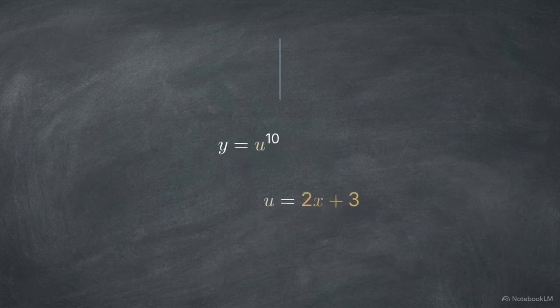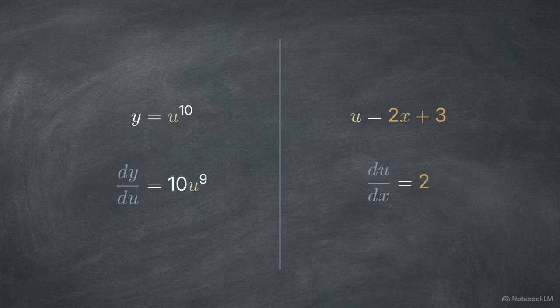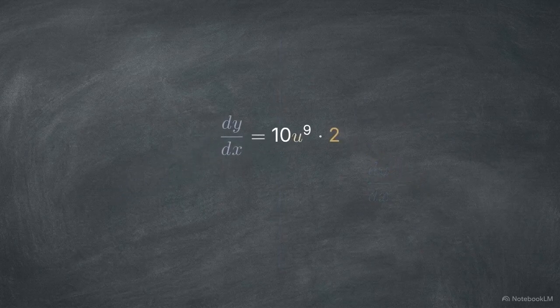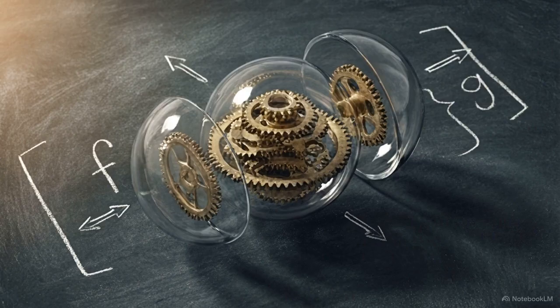Now we perform two distinct isolated derivations. The outer function differentiates to 10u to the 9th, while the inner function differentiates to simply 2. We execute the final step by multiplying those results together to get 20u to the 9th. Then we substitute our original inner expression back in, yielding a precise final answer. The chain rule allows us to safely unpack layers of mathematical complexity from the outside in without ever breaking algebraic laws.